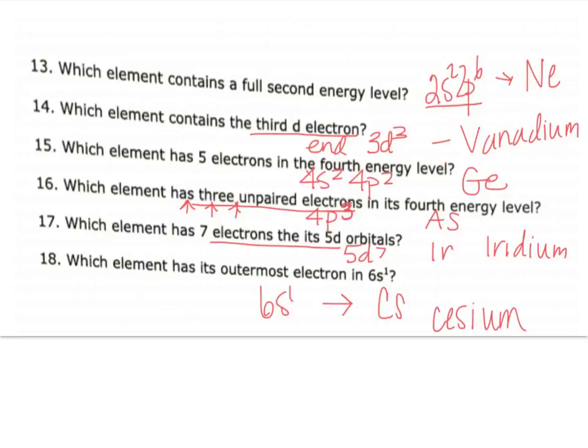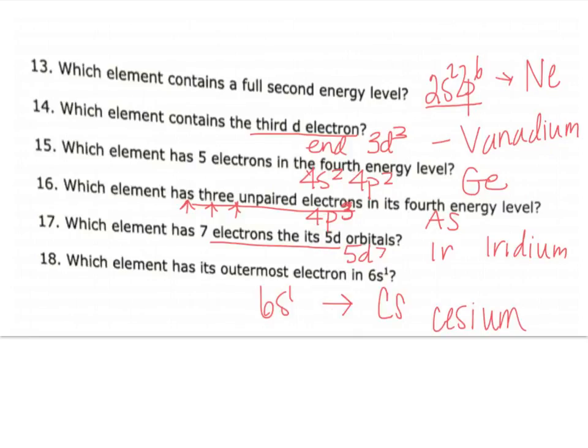And so that would be the first 5 electrons that would go in the fourth energy level. So we would say 4s2 and then 4p3 because it says in the fourth energy level. So that would be arsenic. 16 says, which element has 3 unpaired electrons in its fourth energy level? Okay, so that would have to be a p3 because in order to even get to p3, we have the s orbitals already paired. So we would say 1, 2, 3 up. And so if we go look at 4p3, we would see arsenic.